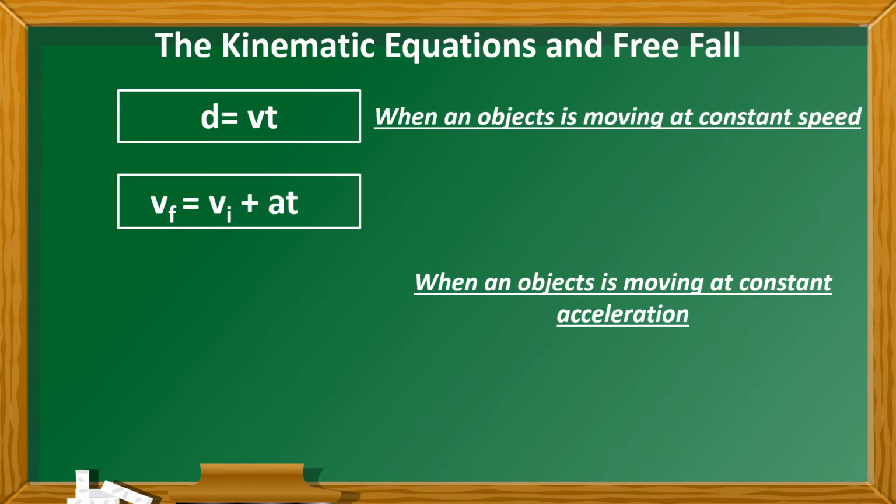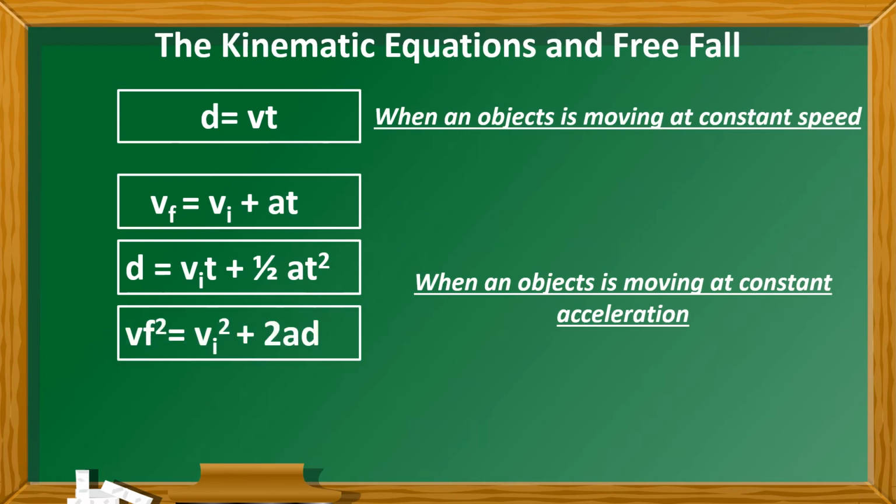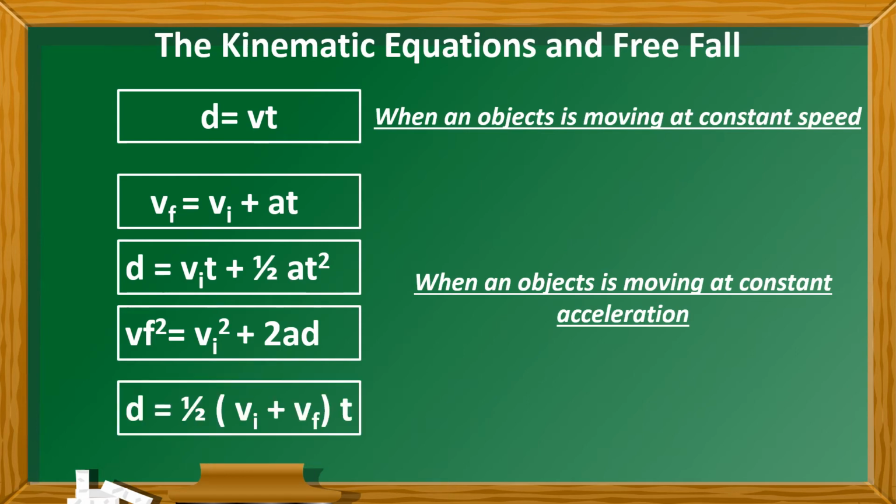V sub i stands for initial velocity, V sub f stands for final velocity, a stands for acceleration, and t stands for time. Aside from that, we also have d is equal to initial velocity times time plus 1/2 at squared. Also, we have final velocity squared equals initial velocity squared plus 2ad. The last one is d is equal to 1/2 times initial velocity plus final velocity times time.